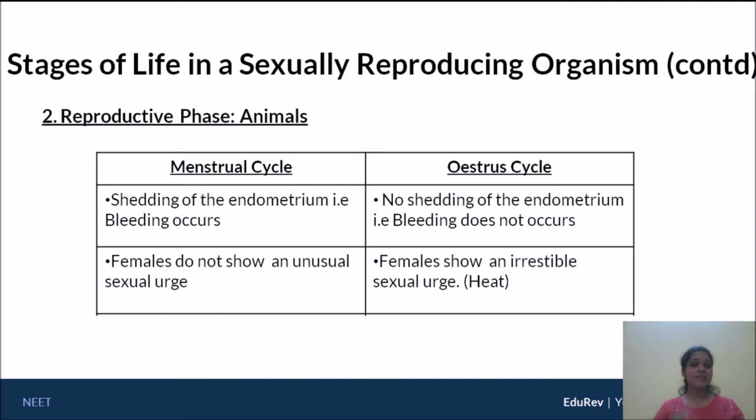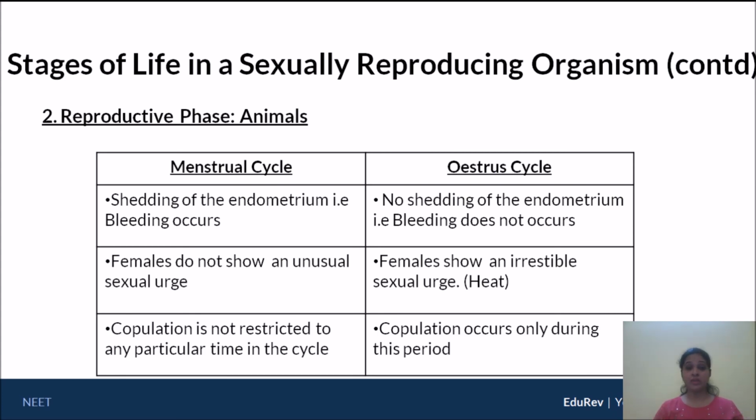However, in an estrous cycle, when the female enters that particular phase of the estrous cycle, you will see an unusual sexual urge in the female. Okay, that is called the period of her heat, during which she has ovulation, so she desires sexual intercourse. Now, in the menstrual cycle, copulation or sexual intercourse is not restricted to any time of the cycle. You can have sexual intercourse at any point of time. But in the estrous cycle, copulation is preferred during the period of heat.